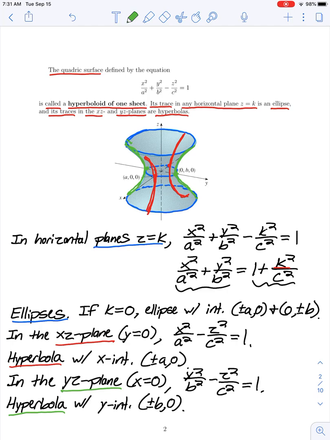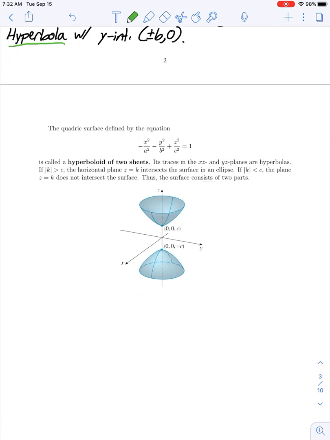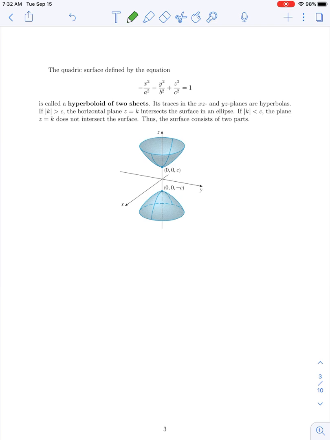So by visualizing those traces, we get an idea of what our solid, or our surface, looks like. We can see it sketched out here in full detail. So this is called a hyperboloid of one sheet. So what's the deal with the one sheet thing? Well, we use that term to distinguish a hyperboloid of one sheet from the next type of surface that we'll discuss, which would be a hyperboloid of two sheets.